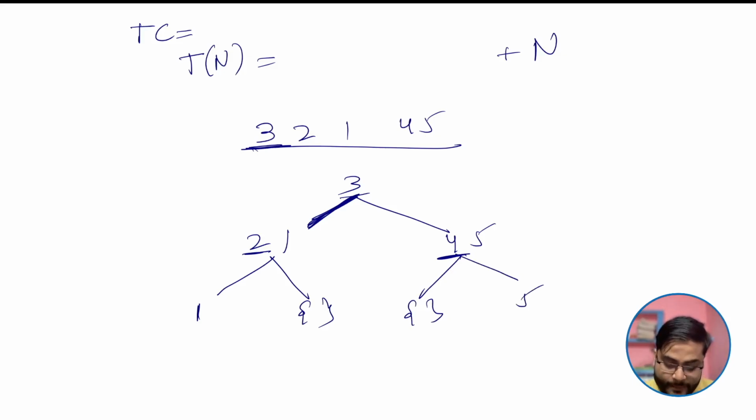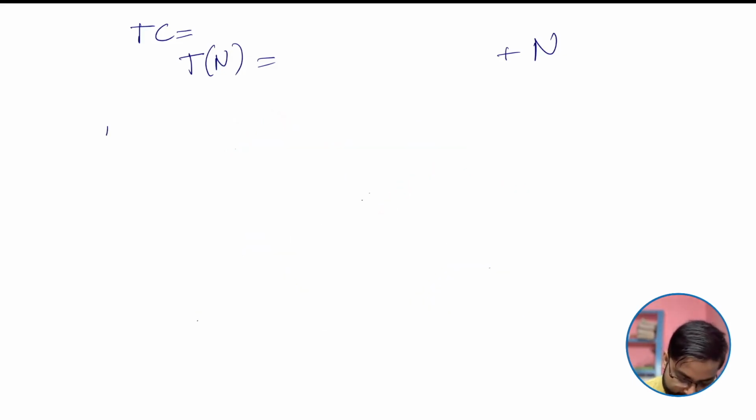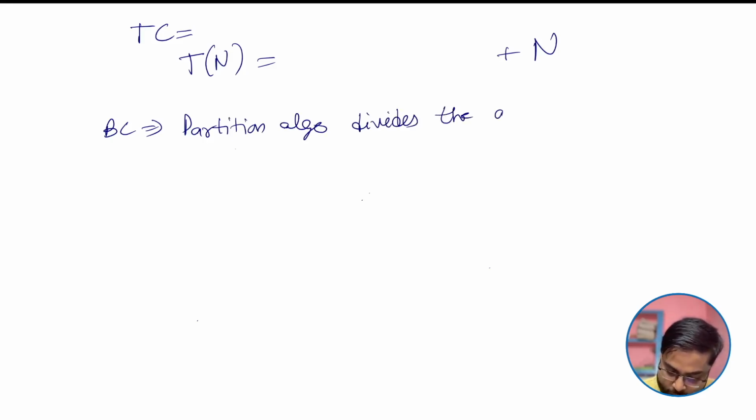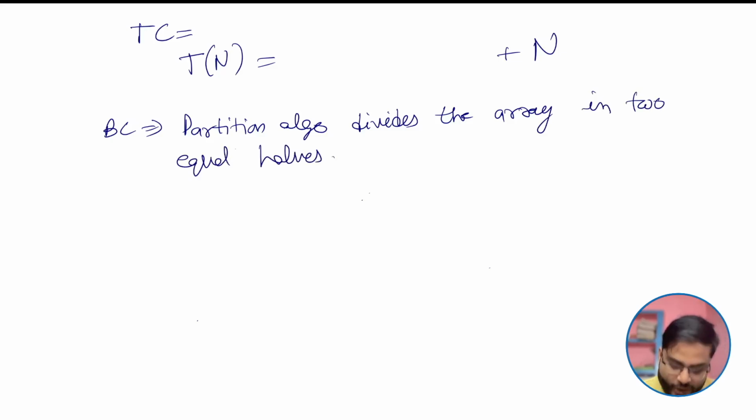So in the best case, every time we choose our pivot, it divides the array into two almost equal parts. Let's say in the best case my partition algorithm divides the array in two equal halves. That we have seen. If we take 3, 3 will divide 1 2 here and 4 5 here.